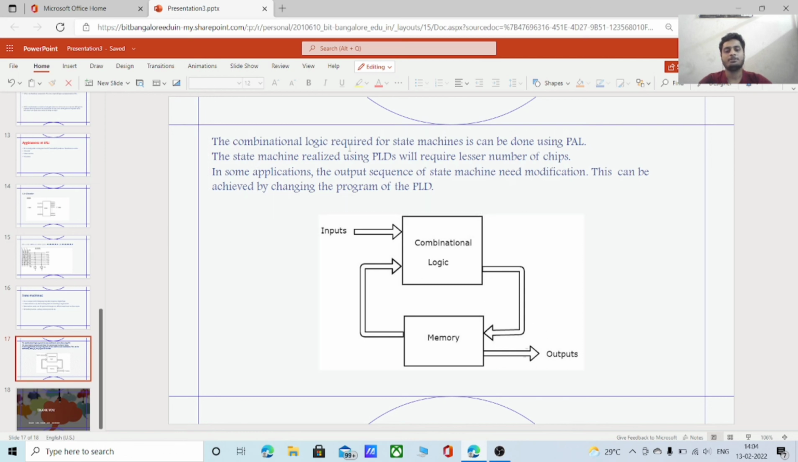This combinational logic required for a state machine can be done using PAL. A state machine realized using programmable logic devices will require a lesser number of chips. In some applications, the output sequence of the state machine needs modifications. This can be achieved by changing the program of the programmable logic devices. We can use PROM, PAL or PLA. Based on those changes, we get a different sequence of output.